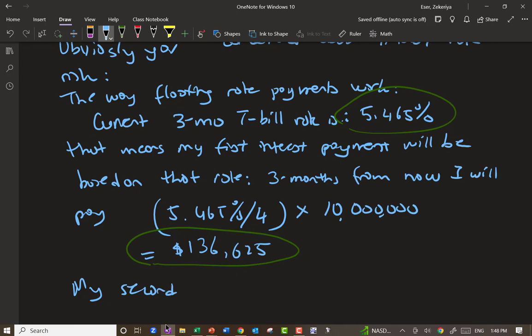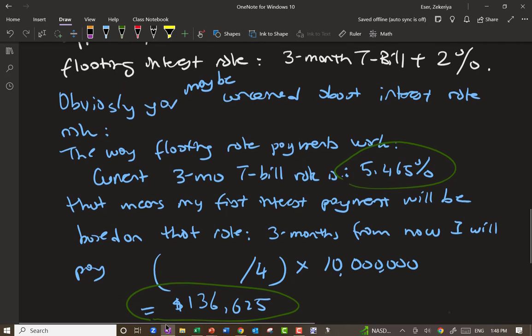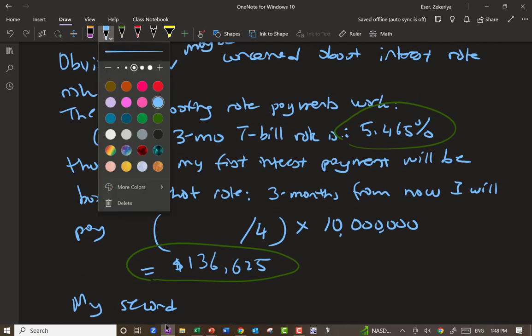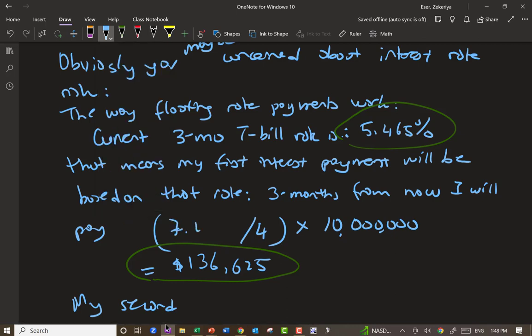My second, oh, I made an error. Remember, I'm paying T-bills plus 2, so it's 7.465, which is gonna add $50,000 to this, I think. Yeah. $186,625.